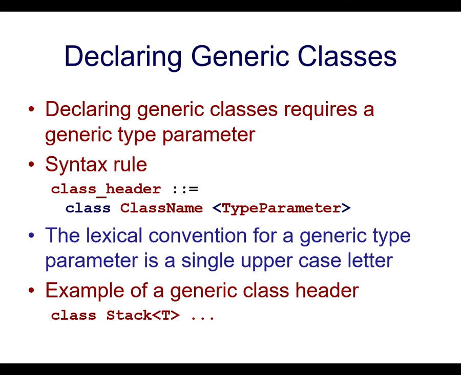Recall that Java has a widely observed set of lexical conventions. Constant names are all uppercase. Variable and method names are all lowercase with the exception of the first letter of subsequent words, and so on. The lexical convention for a generic type parameter is a single uppercase letter. Here is an example of a generic class header. It is similar to the one we will use in our next example. Notice that after the class name Stack, an uppercase T is enclosed in corner brackets. T is the generic type parameter.